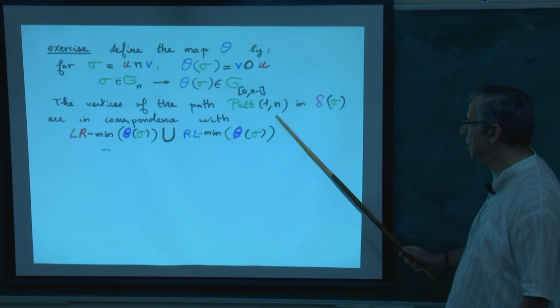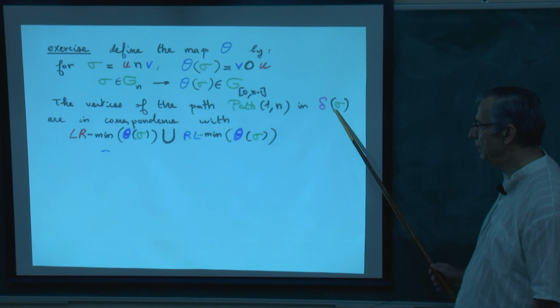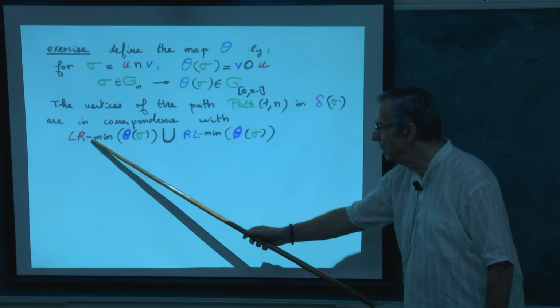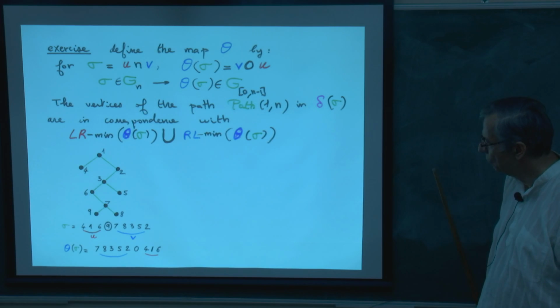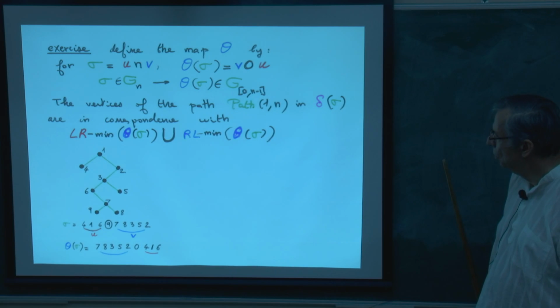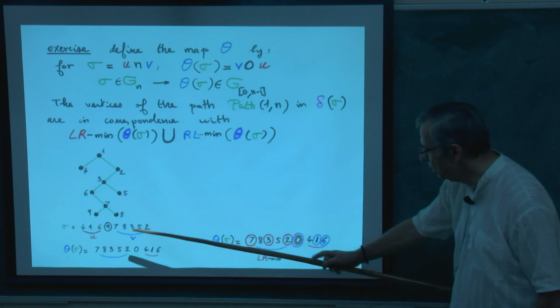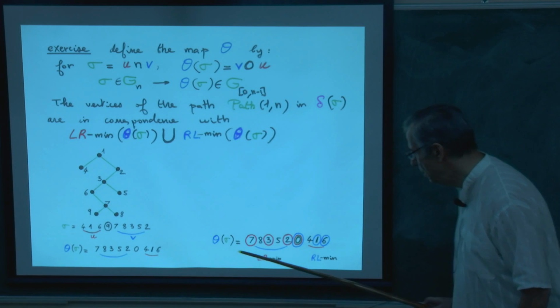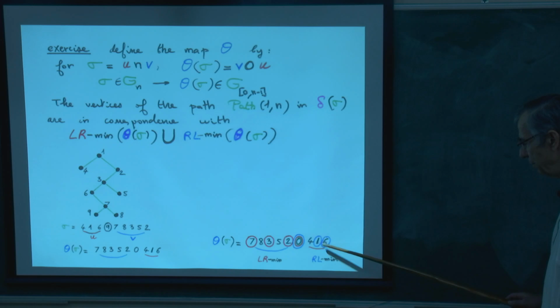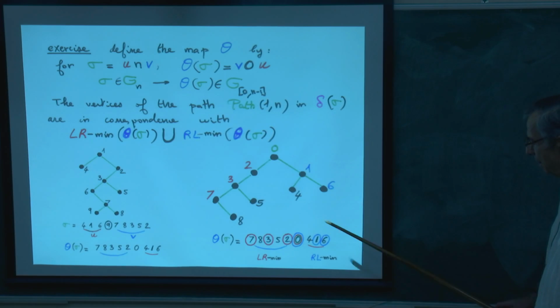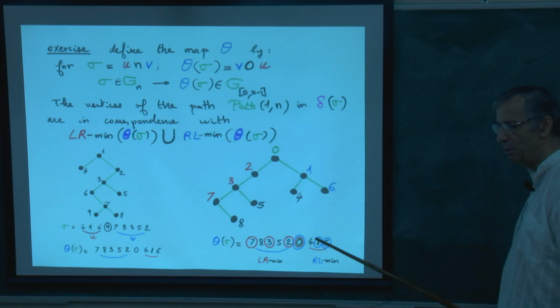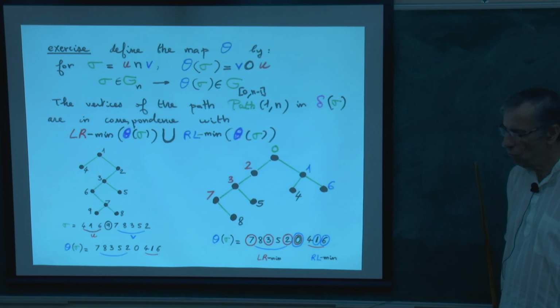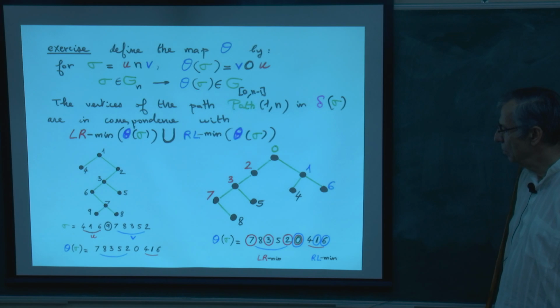Then the vertices of the path going from 1 to n in the binary tree of sigma are in correspondence with the left to right minimum elements of theta and the right to left minimum elements of this. So in the following way, this is the tree, this permutation, u n v. You reverse v and u, and left to right and right to left becomes this. And from the previous proposition, we know that this element corresponds exactly to the left branch and right branch of the binary tree.